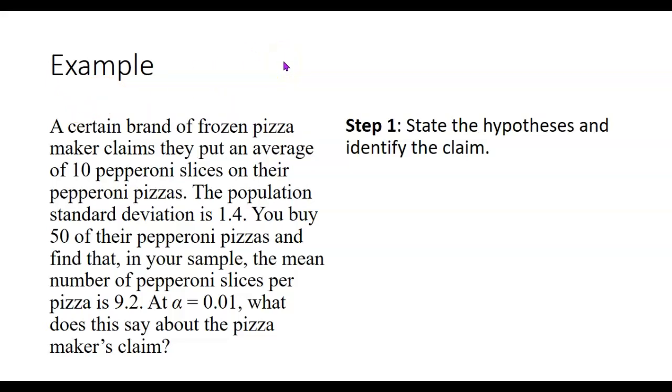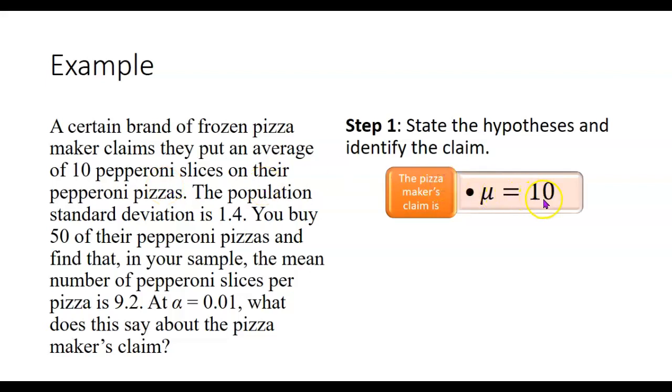Okay, so we're going to work through the 5 steps. Step 1, state the hypotheses and identify the claim. Well, right here it says the pizza maker claims they put an average of 10 pepperoni slices on their pepperoni pizzas. So their claim is that the average number of pepperoni slices per pizza is 10. So here's how we'd write that. Mu equals 10.